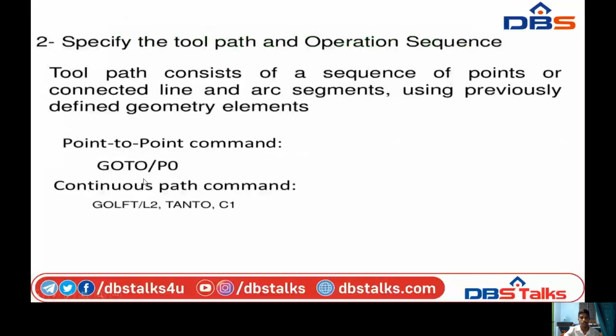In this, GOTO is the go-to direction, forward direction, P0. Continuous path command: GOLFT, L2, go left on line 2. Next, TANTO, C1: tangent to the circle 1. C indicates circle, L indicates line, P indicates point. Here, go left on the line 2 and tangent to the circle C1. These are the point-to-point command and continuous path command.